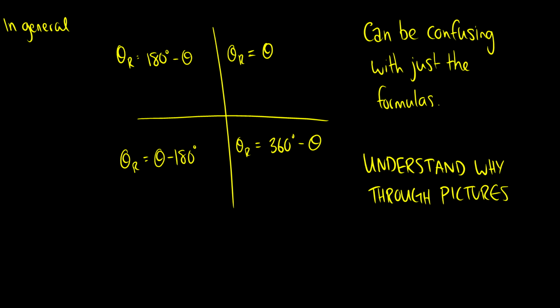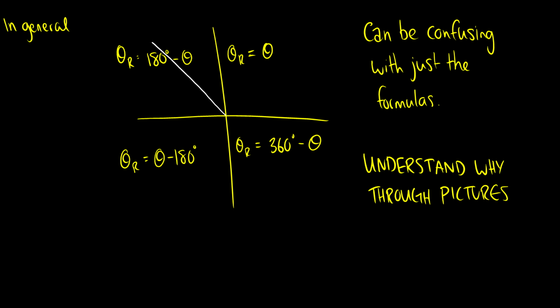Alright, here's some formulas for finding reference angles. If it's in the first quadrant, it's just going to be equal to your angle. In the second quadrant, it's going to be 180 degrees minus the angle. In the third quadrant, it's the angle minus 180 degrees. And in the fourth quadrant, it is 360 degrees minus the angle. You don't need to memorize these formulas. What you need to do is memorize the procedure, or rather understand the procedure.